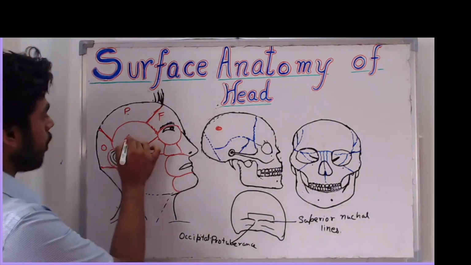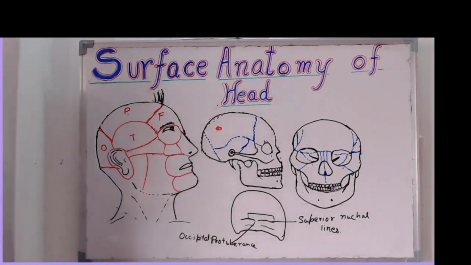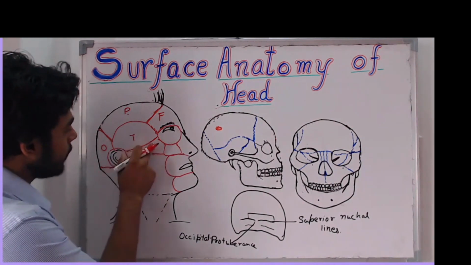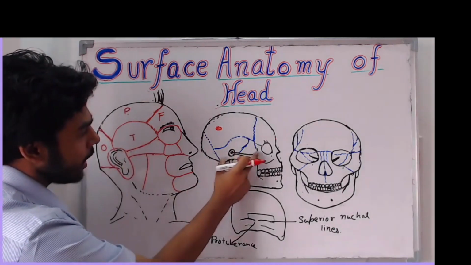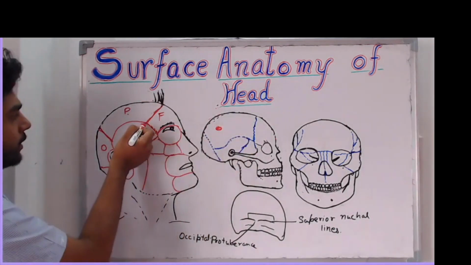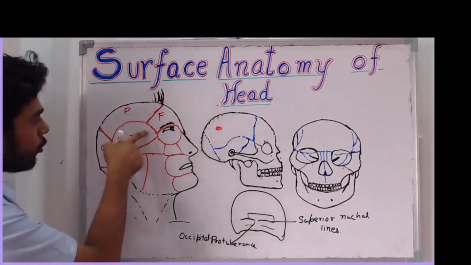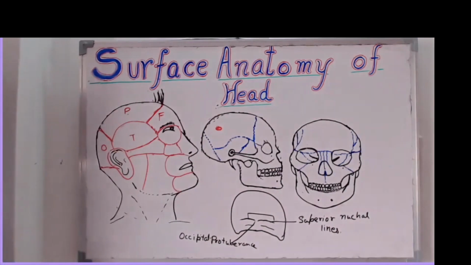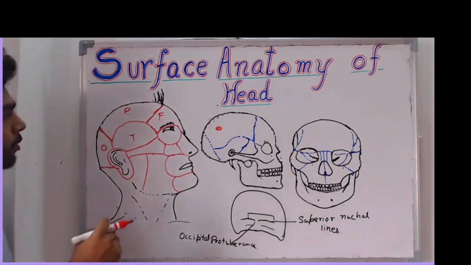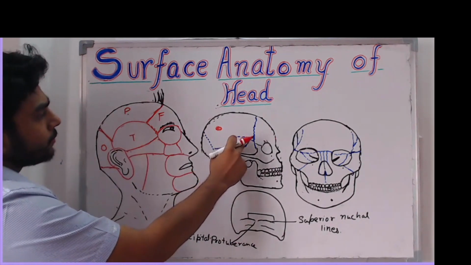This region is called the temporal region, and it is the area between the temporal line and the zygomatic arch. This is the zygomatic region and this is the zygomatic arch, and the area between the temporal line and the zygomatic arch is known as the temporal area. First we will understand what the temporal line is. The temporal line is the skin over the suture of the temporal and the parietal bone, that is here.